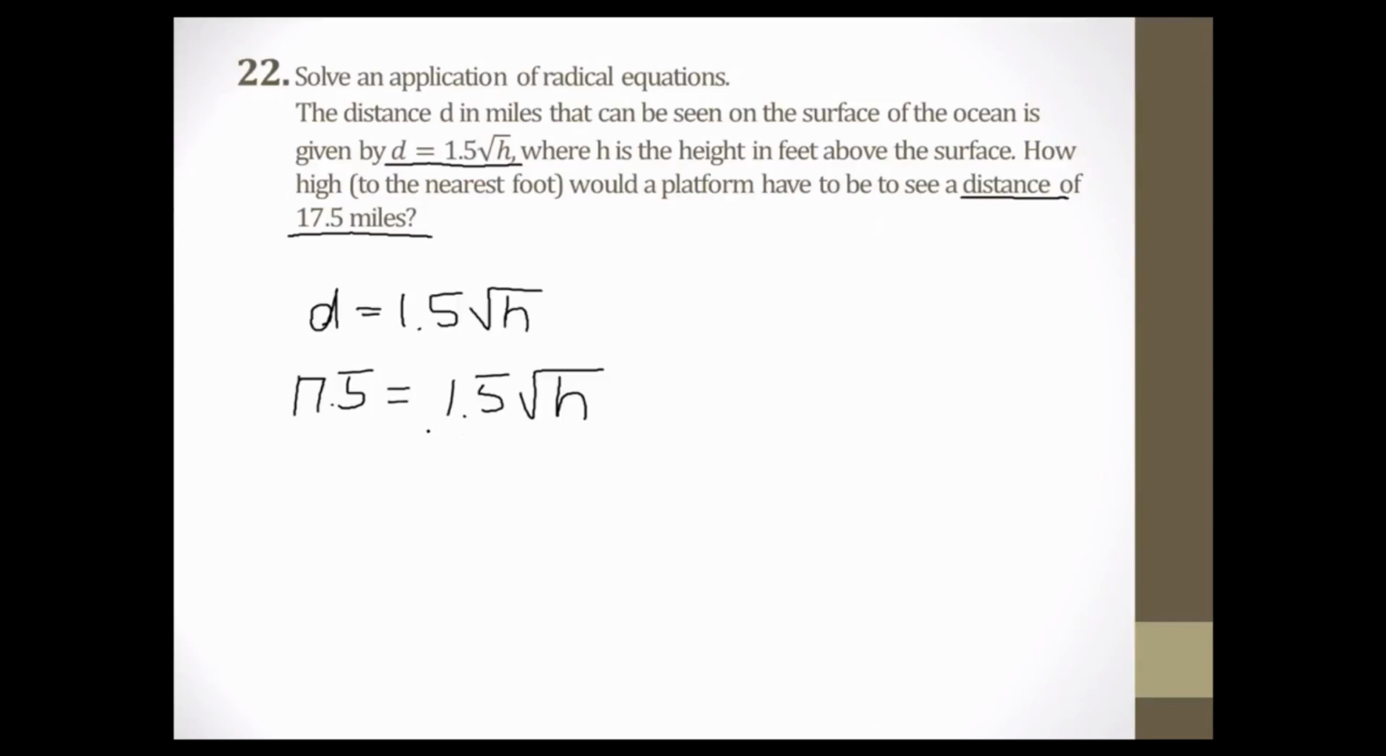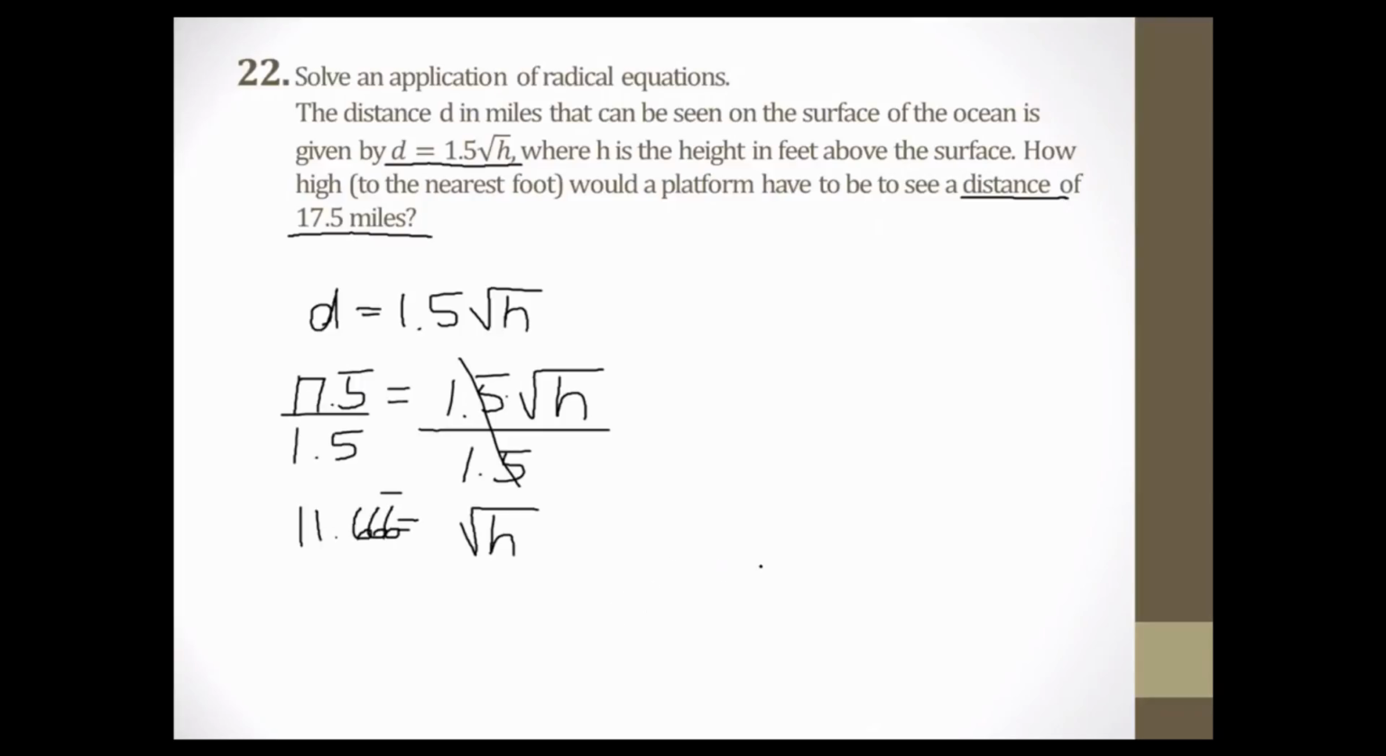Solving for h. So first step, because this indicates multiplication, let's divide by 1.5 on both sides. On the right side, we're left with the square root of h, and on the other side that is going to be a non-repeating or repeating decimal. Actually, I think it's about 11.66666. Best thing is to leave it as is, because at the end we're going to have to round.